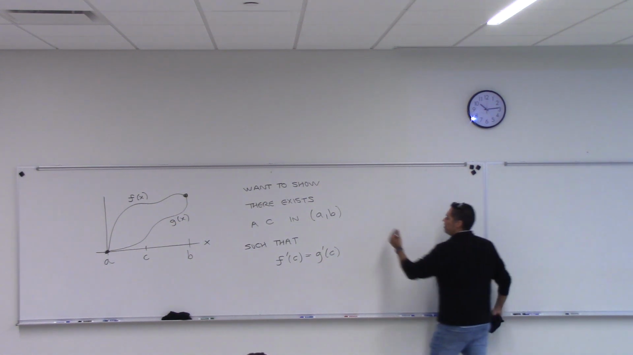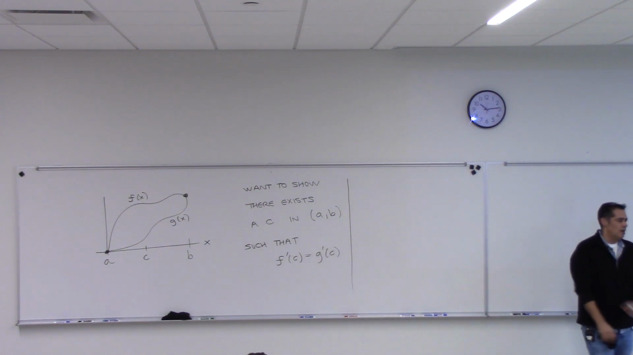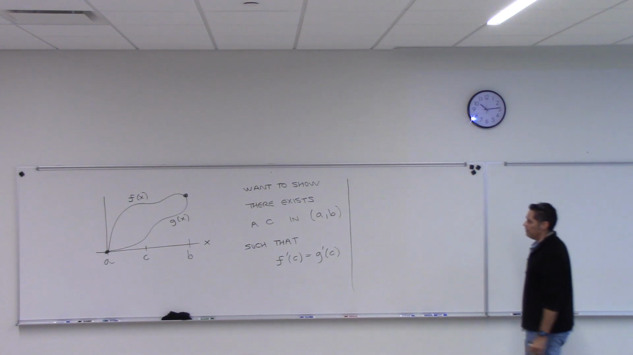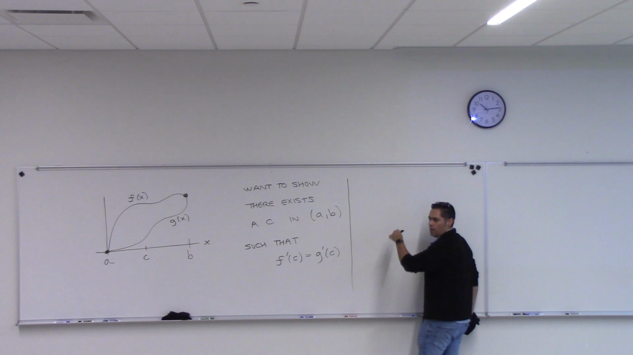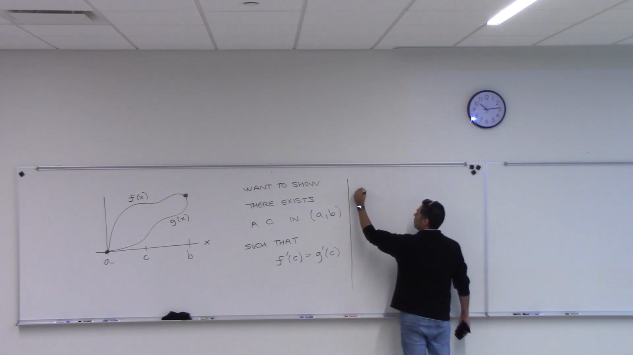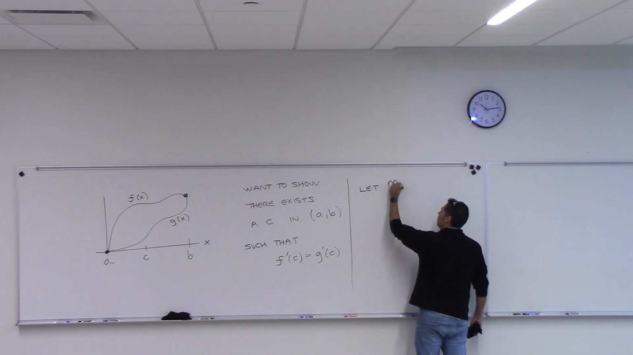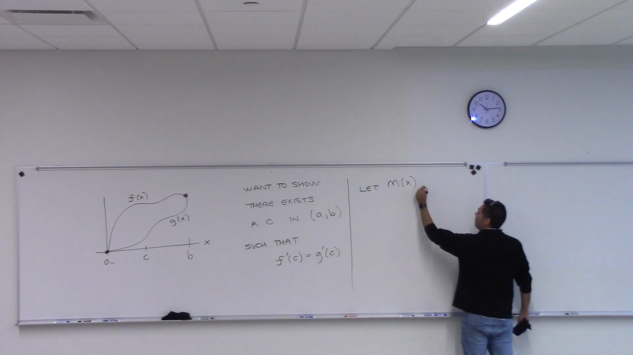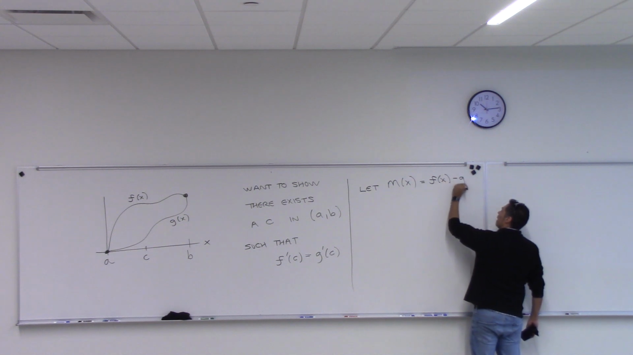All right, so here, this is the thing that really no one's going to ever come up with on their own, all right? I mean, not no one. It would take you probably a while to figure this out. I'm going to create a new function. Out of nowhere, I'm going to create a new function. Here's what it is. Let, and I think I'm just going to call it, I don't know, capital M of x. I don't know why I used capital M, all right? Let capital M of x be equal to f of x minus g of x.